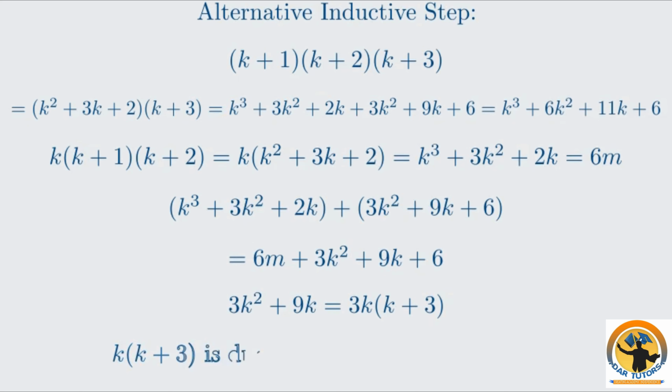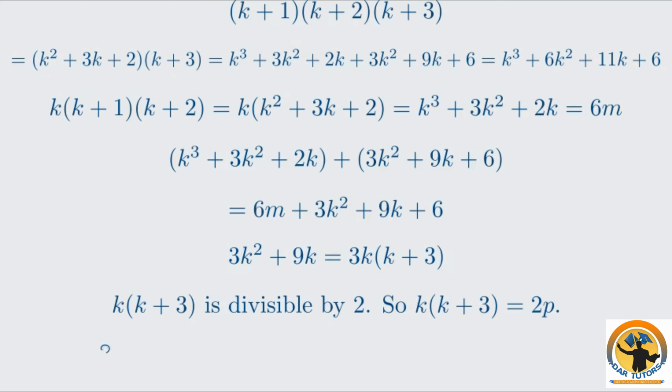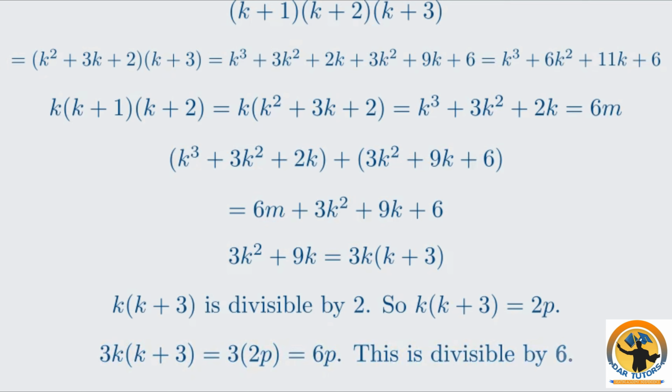Since k(k+3) is divisible by 2, we can write it as 2p for some integer p. Substituting this back, we get 3 times 2p, which is 6p. This is clearly divisible by 6. So we have shown that 3k² + 9k is divisible by 6.